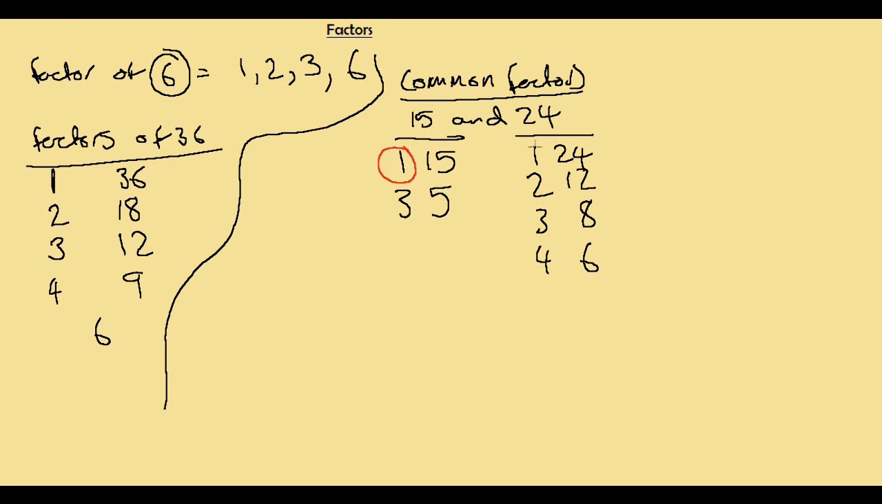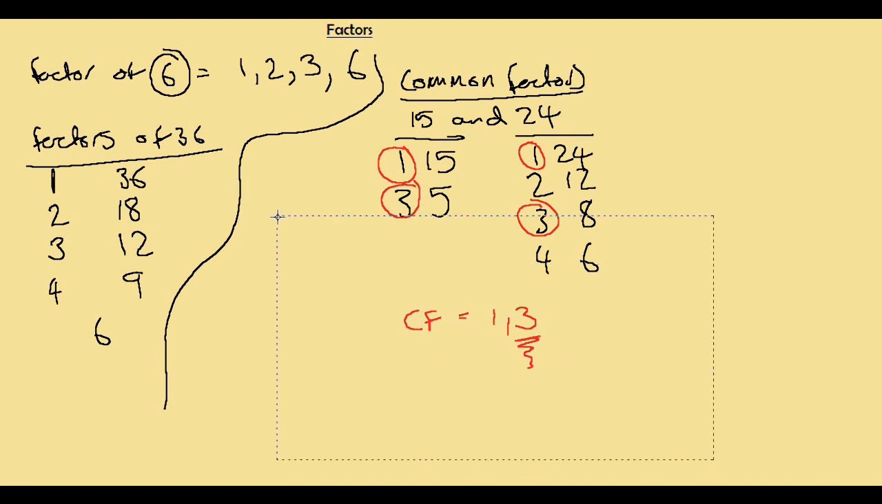Well, we've got a 1 in both, and we've got a 3 in both. We don't have a 15 in the list of 24, and we don't have a 5 in the list of 24, so that's pretty much it. So the common factors, or CF, are 1 and 3. And just as a little hint, the highest common factor is the number that is the highest out of this common factor list. So 3 would be the highest common factor, but we'll get to that in a minute. Okay, so that's common factors done.